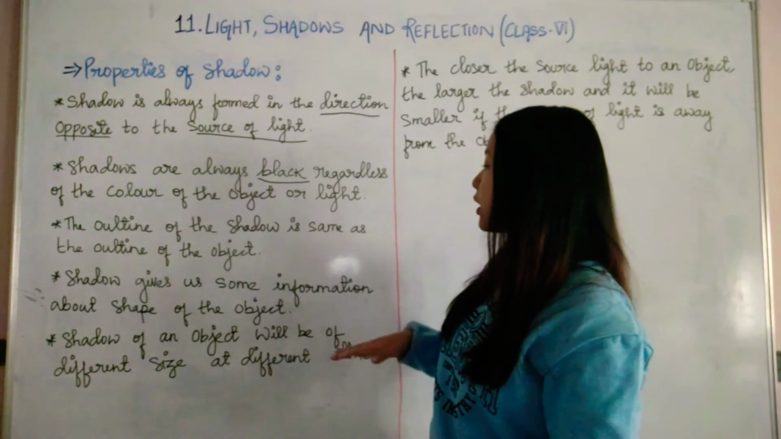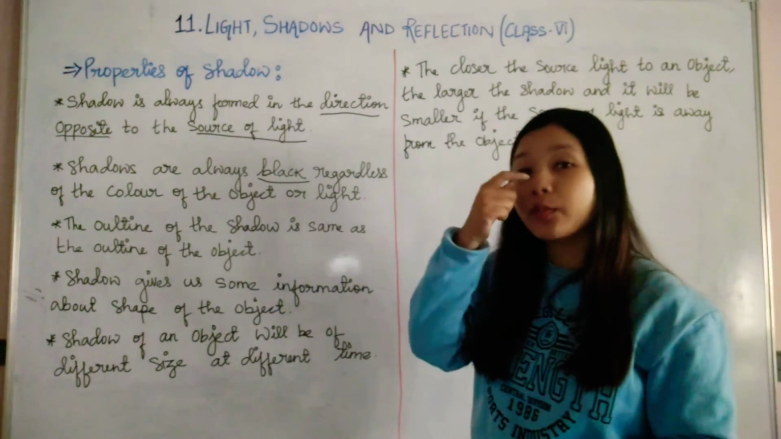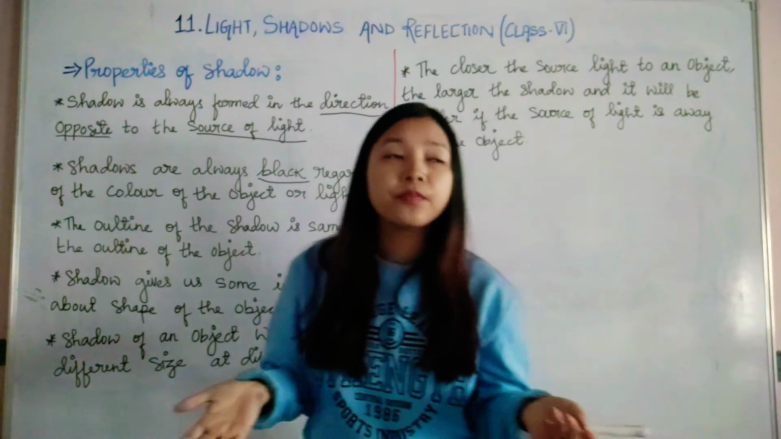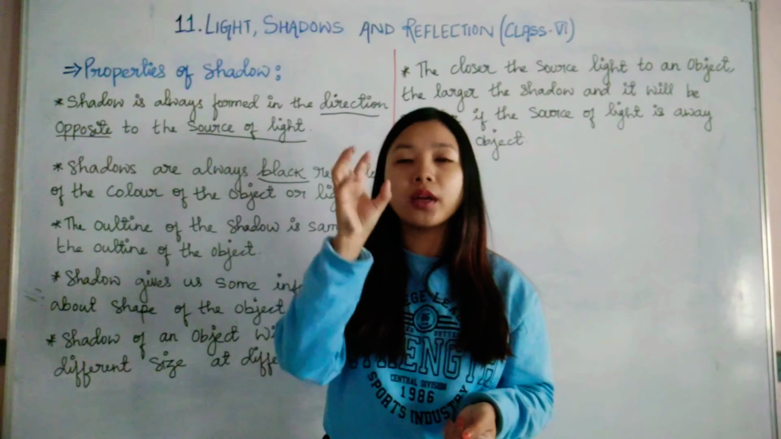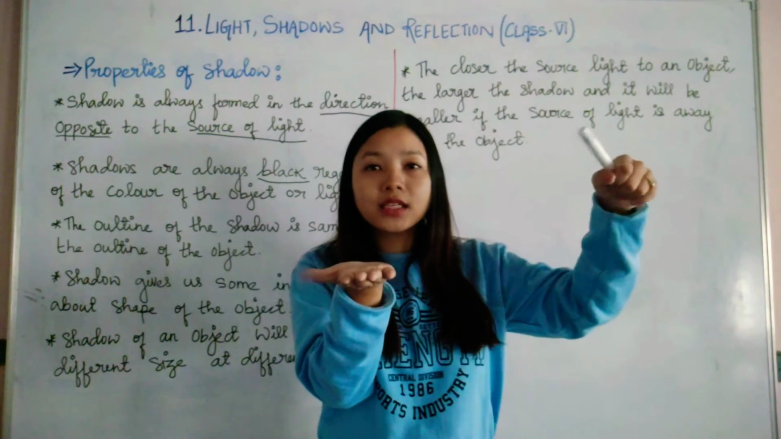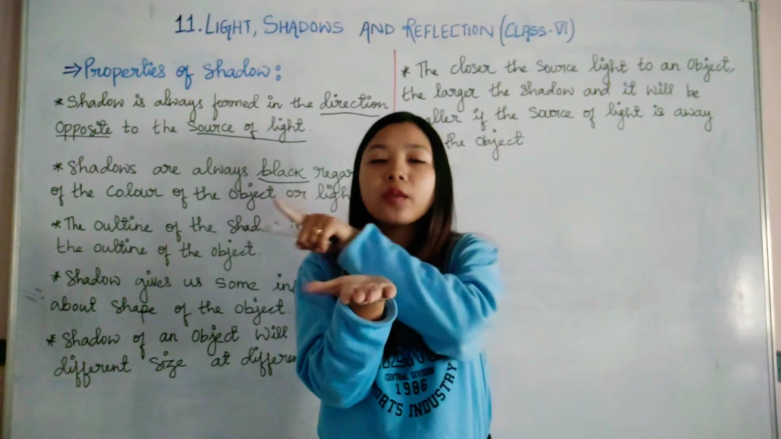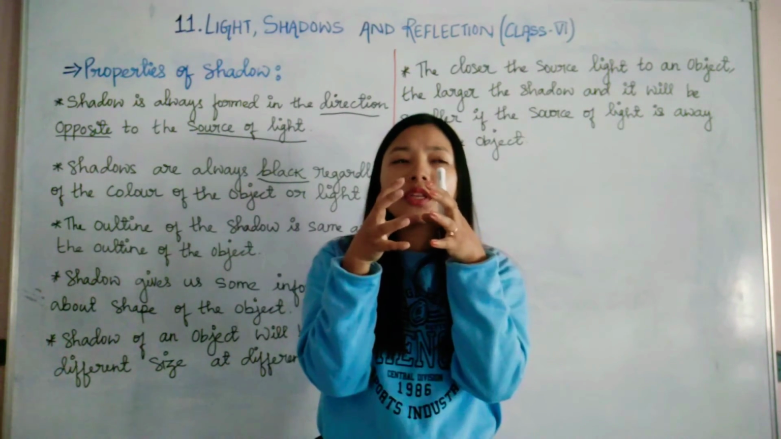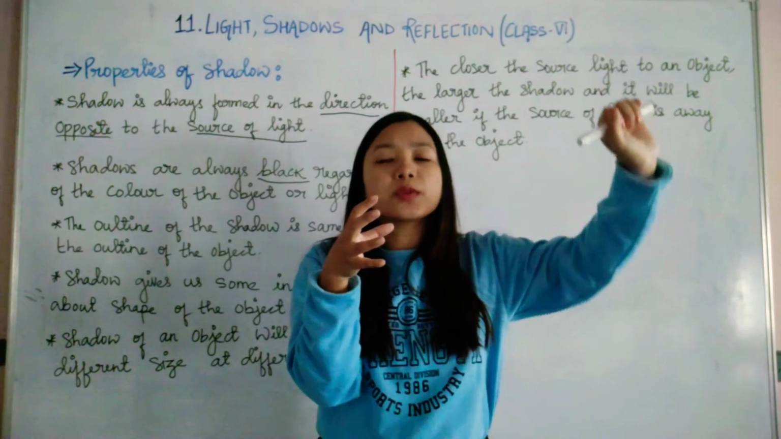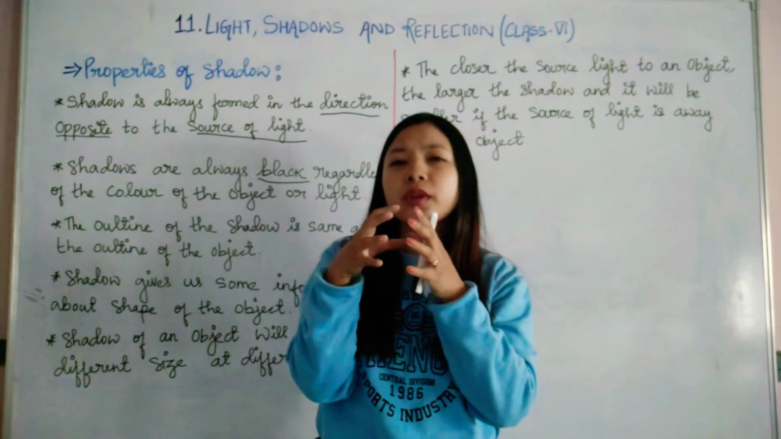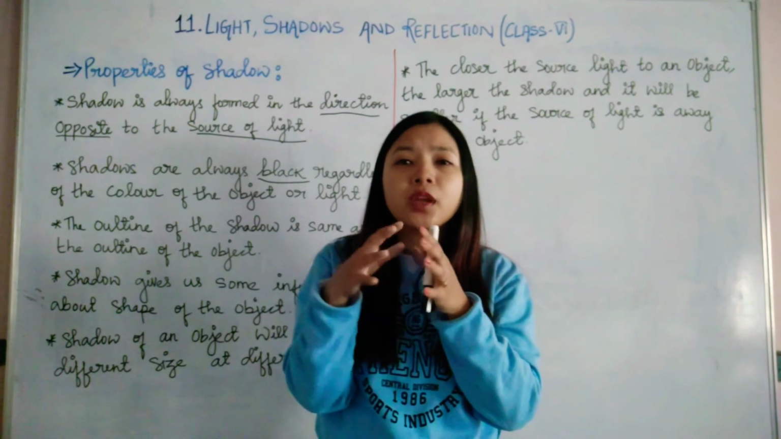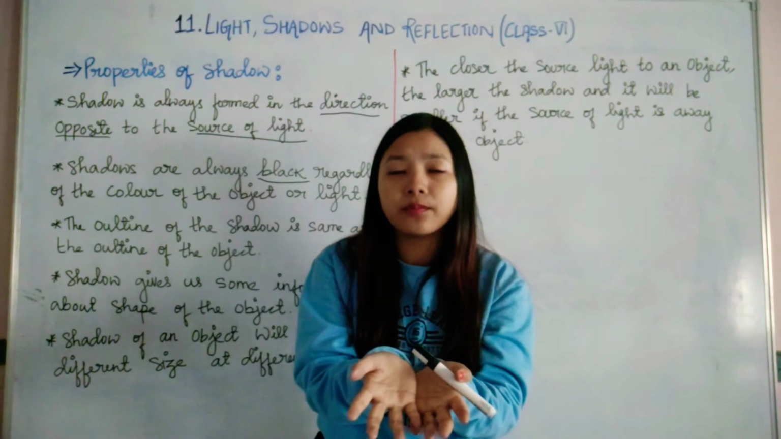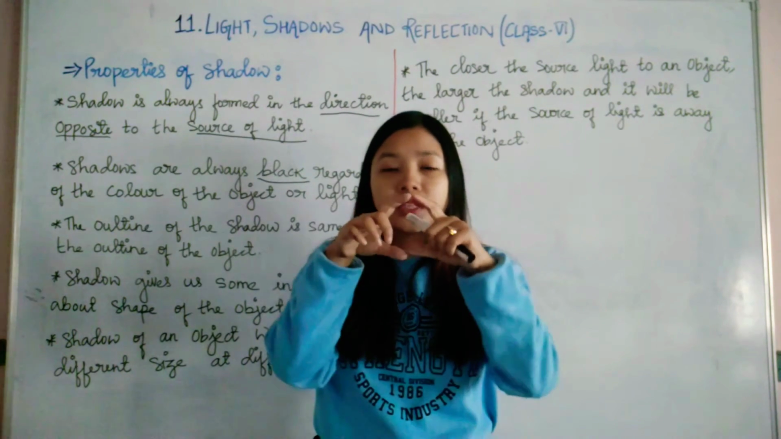Next is, shadow gives us some information about the shape of the object. With the help of the shadow, we can guess what the shape will be. For example, if you have a round ball and you light it from one side, its shadow will fall on the screen. With respect to the direction of the light, the shadow may be round, spherical, or oval, but somehow you will get the idea that it is this shape. Got it?